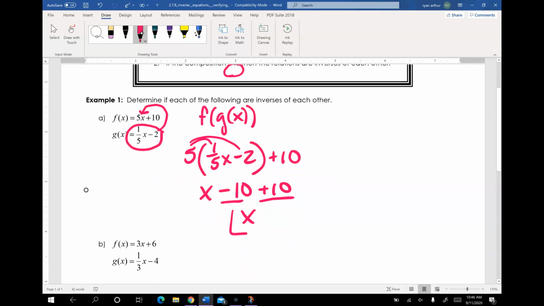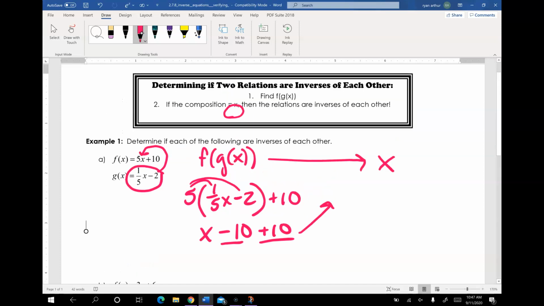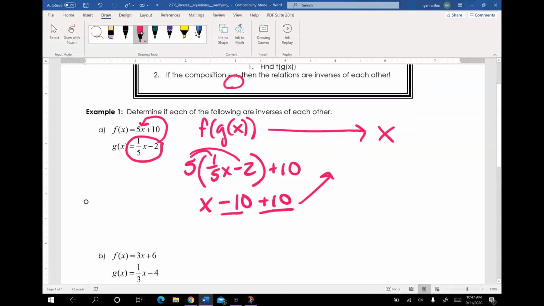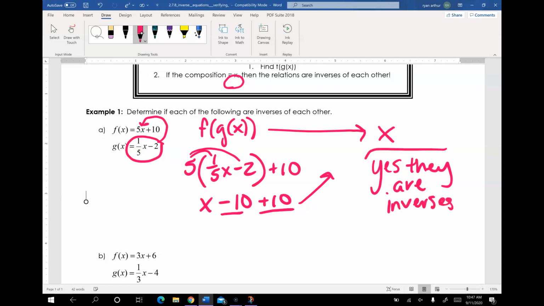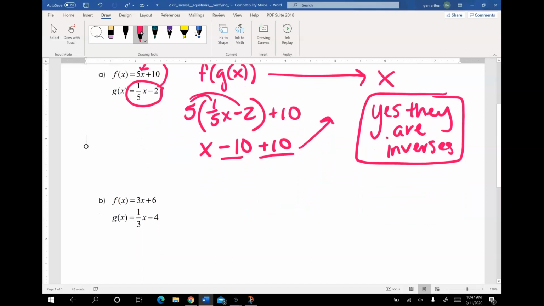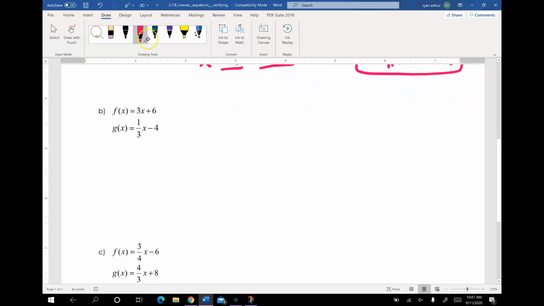So when I simplified, I got x. Okay, so I got f of g of x to equal x. Well, isn't that what up here it says? If it equals x, then the relations are inverses of each other. So we will say, yes, they are inverses. Now, you have to write this, okay? You have to sum up. Are they inverses or are they not inverses? That lets me know, okay? This is what I need to see when you upload your work. All of this, okay? All right, so since it equals x, they are inverses of each other. Let's go on to the next one.